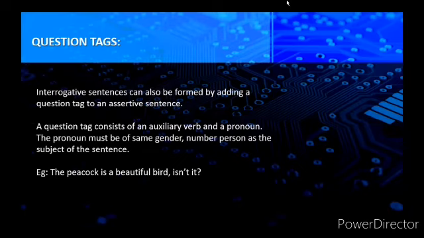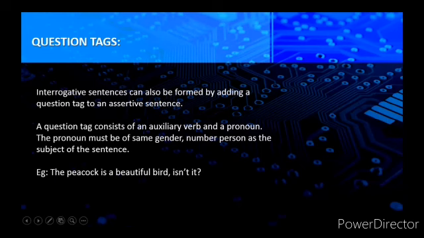Like for example, the peacock is a beautiful bird, isn't it? And you can see in this sentence, as the sentence is positive, the peacock is a beautiful bird, the question tag is negative. So with a positive sentence, the question tag used is negative, and if a sentence is negative, the question tag is positive. And a question tag is a short question including the auxiliary verb and the subject.